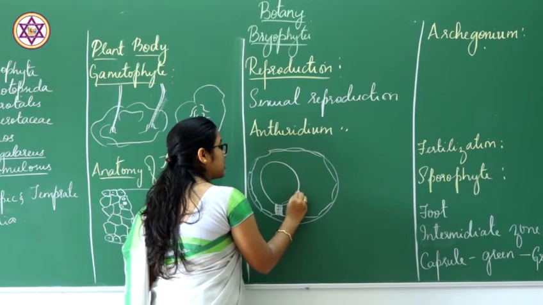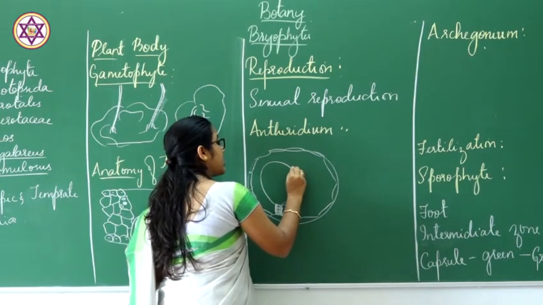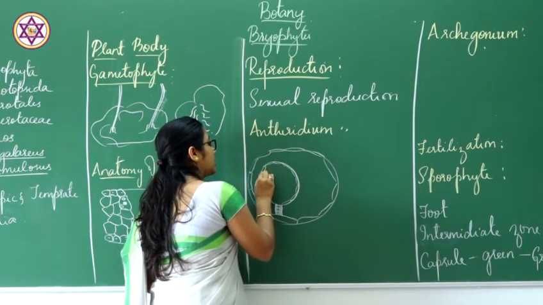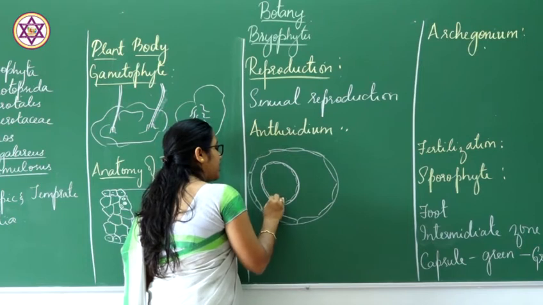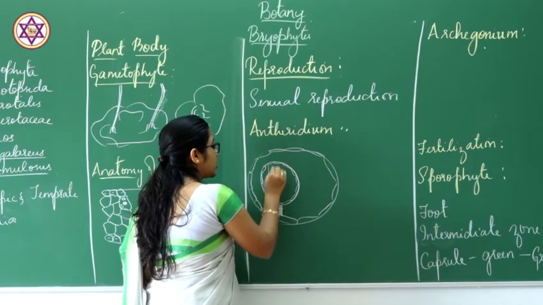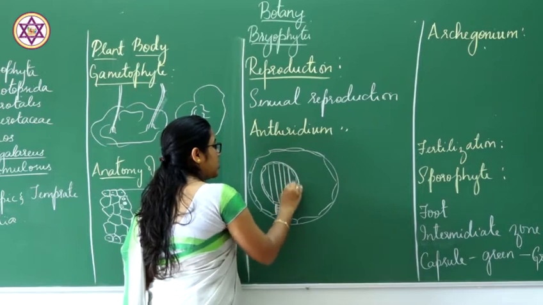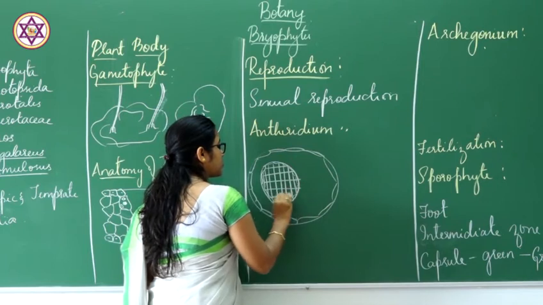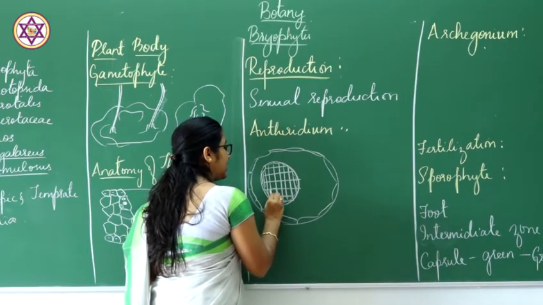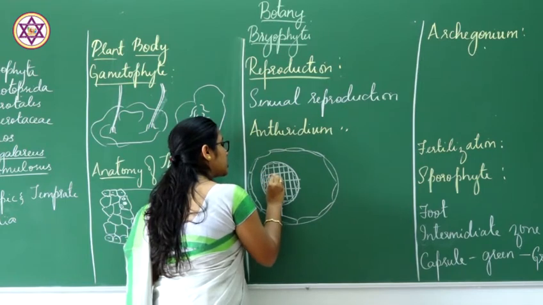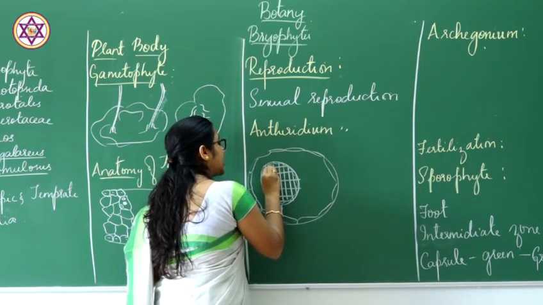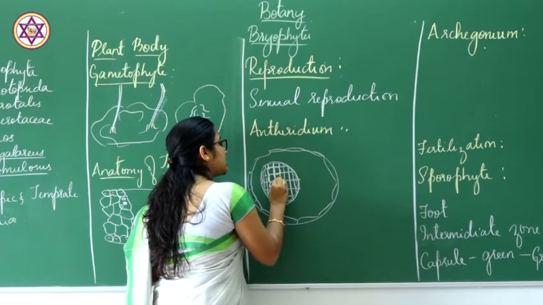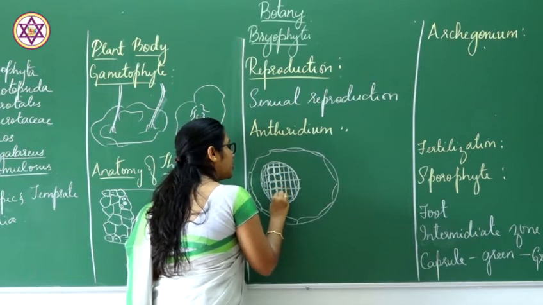Okay, so they have a single jacket layer. These are the sterile cells which are present, and inside you have plenty of sporogenous mother cells. I'm just drawing like this, but they are not like this. You'll find plenty of sporogenous mother cells, and each cell is diploid in nature, diploid 2n. These diploid cells will undergo meiosis.